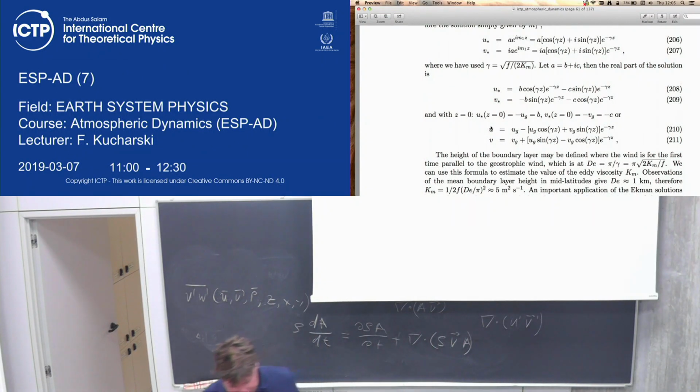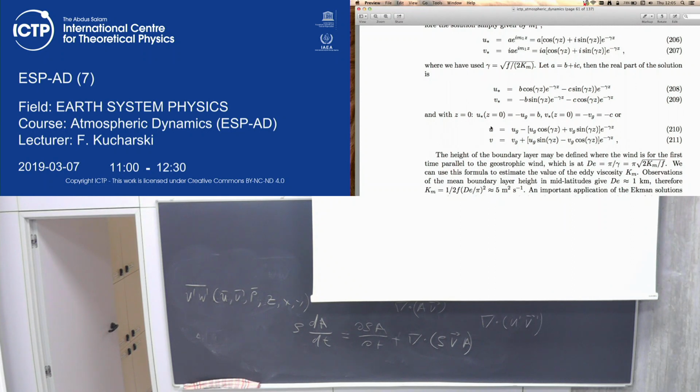This is the solution here that has an oscillating part in the vertical direction and a decaying part in the vertical direction. The decaying part is this, and the oscillating part is this. So if we now see if the boundary conditions are fulfilled, so z equal to 0, what happens? This term vanishes, this becomes minus 1, this is 0, this is 1, e to the minus 0 is 1. So this is ug minus ug, which is 0. So at the bottom we are okay.